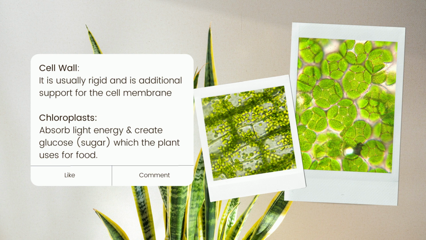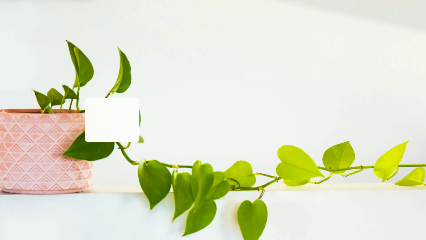Chloroplasts. They absorb light and energy and create glucose, sugar, which the plant uses for food. In the second image on the right, you'll see circular substances. Those are chloroplasts.